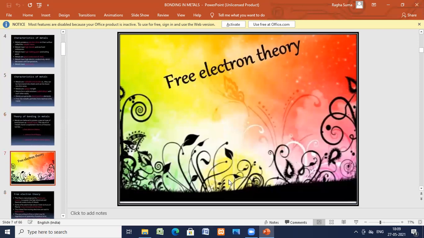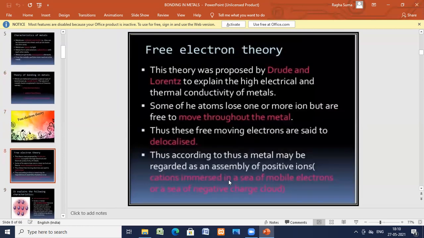Now let us have a look at the free electron theory. This theory was proposed by Drude and Lorentz in 1900, and it explains the high electrical conductivity and thermal conductivity of the metals.